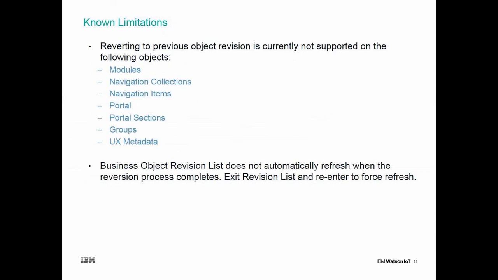So, known limitations. These were also previously mentioned, but when you revert to previous object revisions, this revisioning process is currently not supported on the following objects: modules, navigation collections, navigation items, portal sections, groups, and UX metadata. Also, the business object revision list does not automatically refresh when the reversion process completes, so you have to exit the revision list and re-enter to force the refresh.